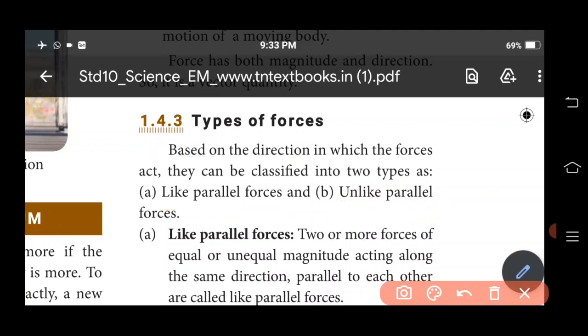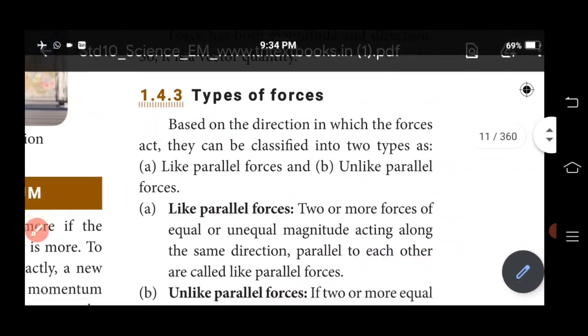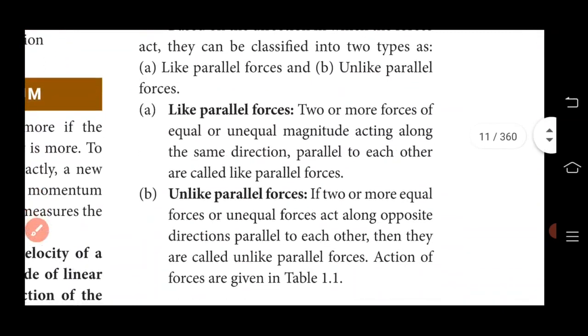So how many types of forces are there? Based on the direction, first one is like parallel force, and then second one is unlike parallel force. Let me explain one by one. Let us first learn about like parallel force.